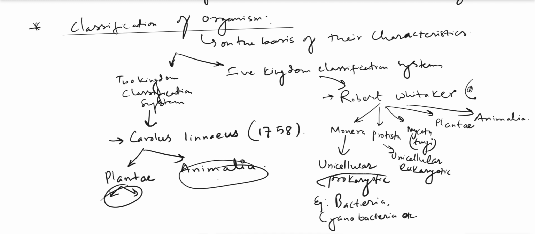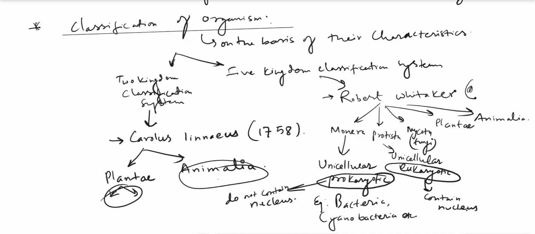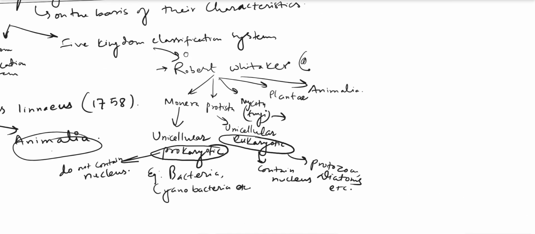Okay, let me tell about prokaryotic and eukaryotic. What is prokaryotic and what is eukaryotic? A prokaryotic cell is that type of cell which does not contain a nucleus. Whereas eukaryotic means they contain a nucleus. And the Protista consist of different organisms like diatoms and different protozoa, etc.